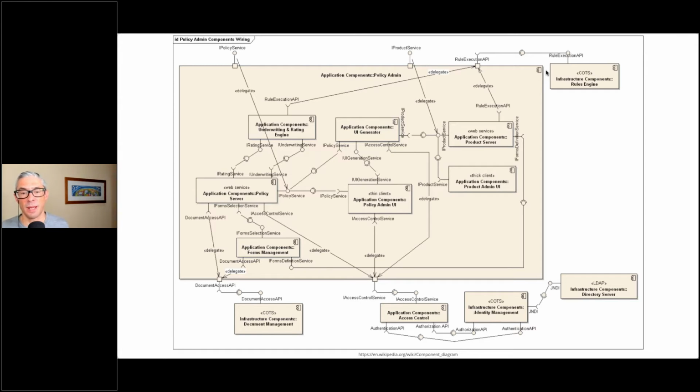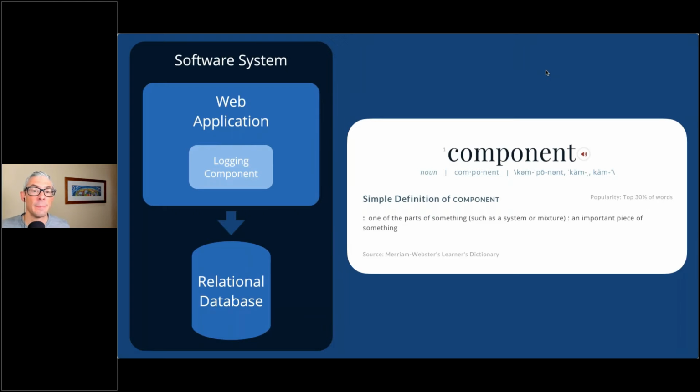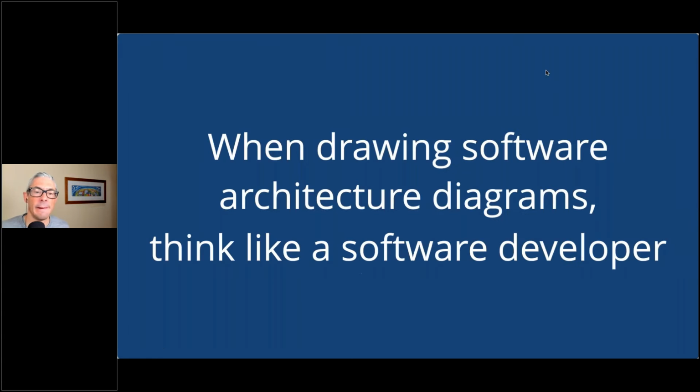And this is the problem. I want a set of diagrams that make sense inherently to software developers because that's the primary audience. So yeah, words like component, they're just too overloaded. It just means part of something bigger.